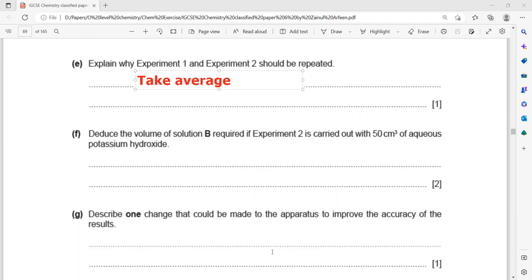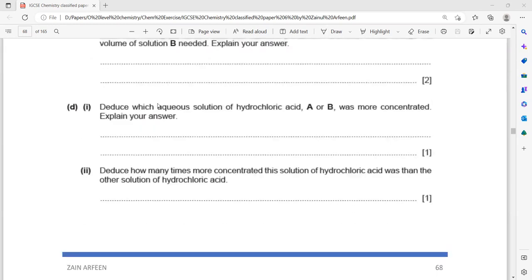I skipped the D part. Okay, which part did I skip? Deduce how many times more concentrated. D2: how many times more concentrated the solution of hydrochloric acid was than the other, like what is the ratio of concentration? If you check, this was 19.9, this is 19.8. The ratio of the volume is 1:2. So the concentration ratio is that A is twice as concentrated as B, because the volume of B is double, so its concentration is half.